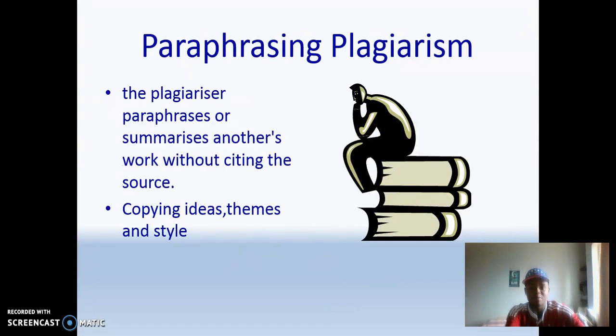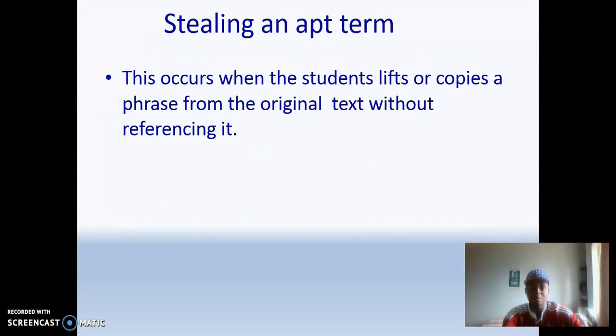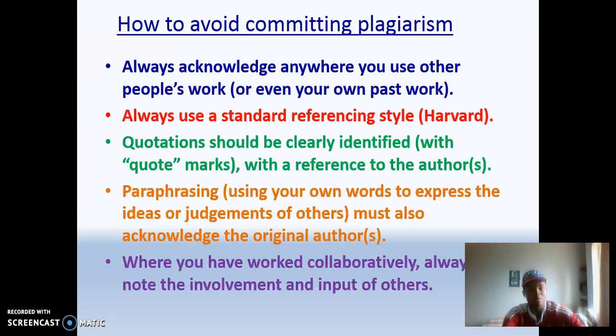And again, we have paraphrasing plagiarism. Here, the plagiarizer paraphrases or summarizes another work without citing the source. So you basically get an idea from somewhere, and you use that idea to develop your own idea, and you put it in your own way. So it's paraphrasing. It's still plagiarizing. And we have stealing an apt term. This occurs when a student lifts or copies a phrase from the original text without referencing it. This is when you are just taking a phrase or a term from a certain material without recognizing the author.